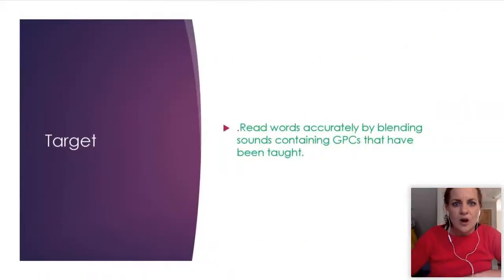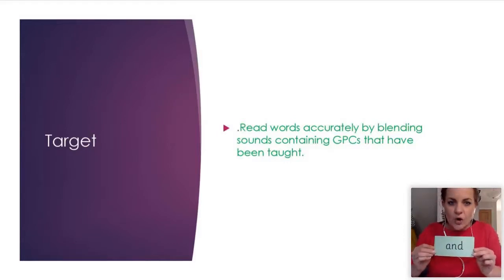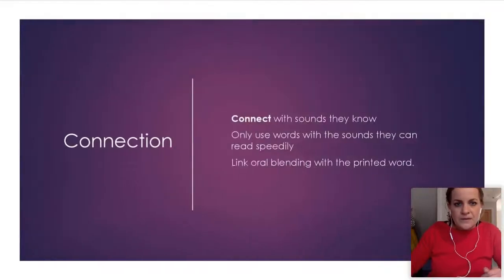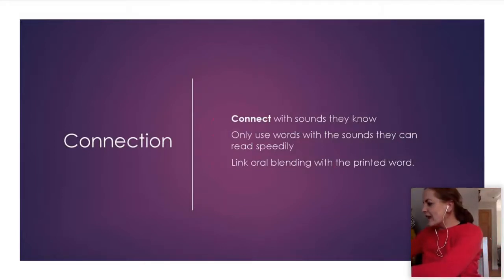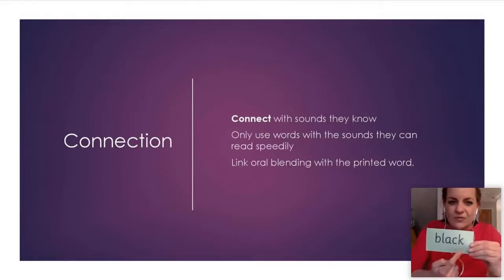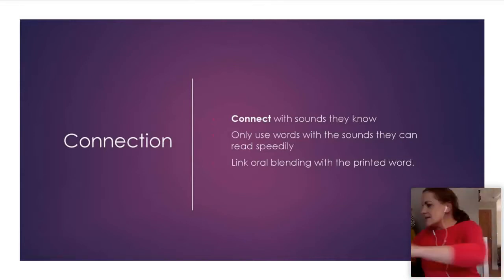Okay, our next target area is then reading the whole word. Not building it with the individual sounds, but we've got the whole word. And it must contain the graphemes that they've previously been taught. So, connection. They've got to connect with sounds that they already know. It's no good us giving them words that have got graphemes that they've never come across before. Think about the order of our teaching. If we've only got so far, we've got to build words that have the correct sounds.